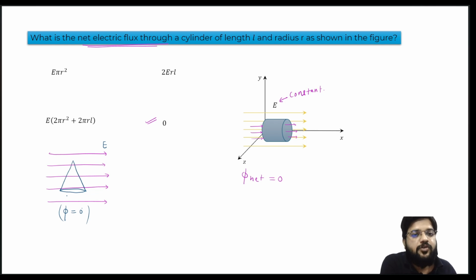But if the electric field is not constant, then the answer can be different, everyone. Then we need to calculate, because the entering flux and exiting flux can be different, since the electric field is varying in that case. So keep this in your mind. If the electric field is constant, then the flux is always 0. If the electric field is varying, then we have to calculate, and it can be different. All right, note it down, everyone.